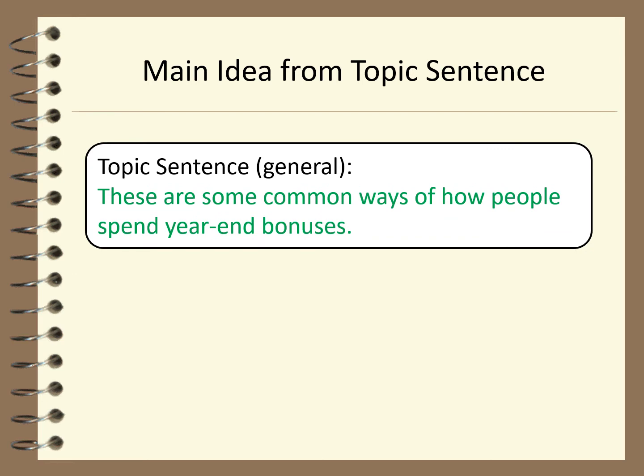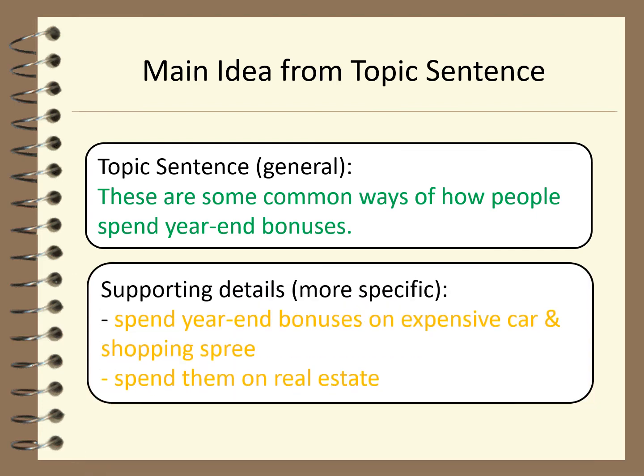Okay, again, topic sentence, the more general idea: these are some common ways of how people spend year-end bonuses. The supporting details, which are more specific, explain the main idea just now. It is spending year-end bonuses on a more expensive car and a shopping spree, or spending them on real estate.